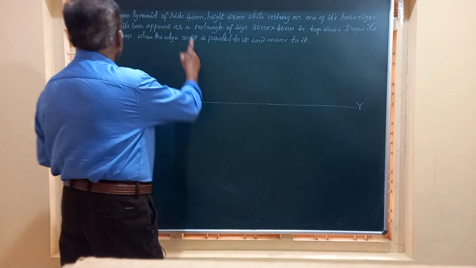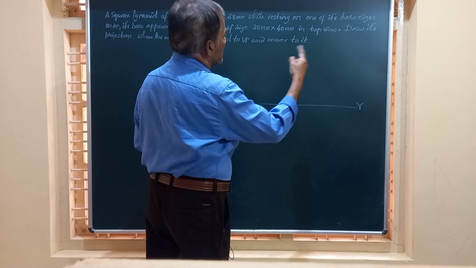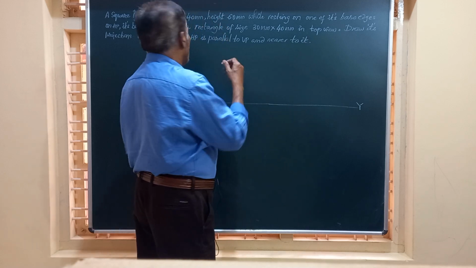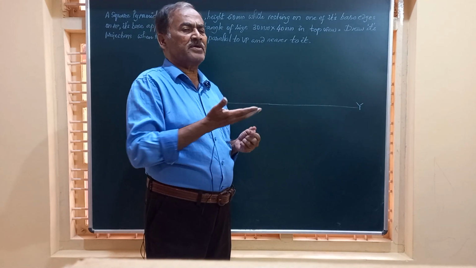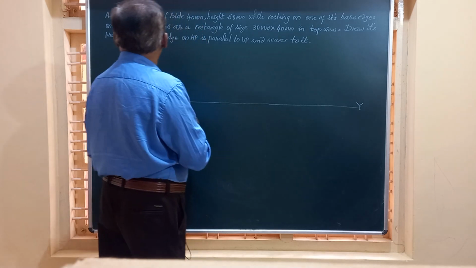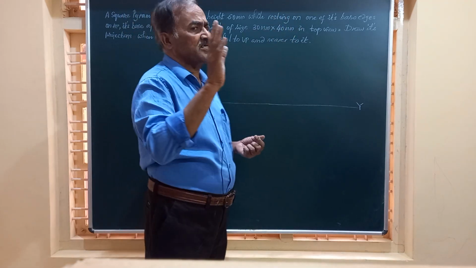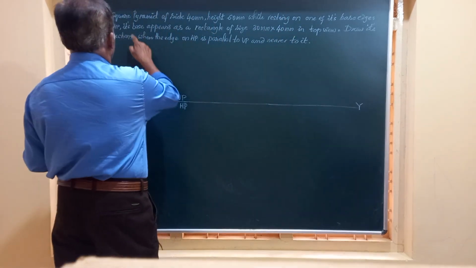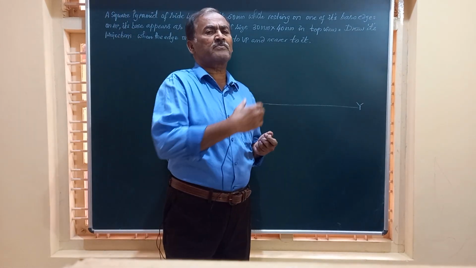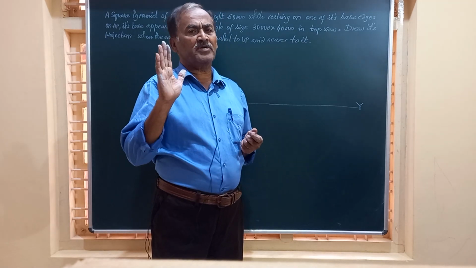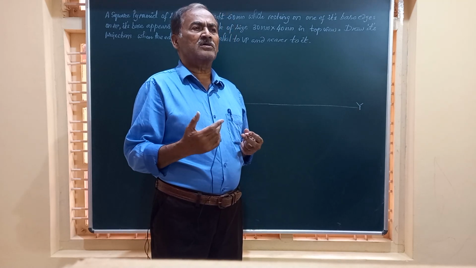The question reads like this: a square pyramid of side 40 and height 60 while resting on one of its base edges on HP, such that the base appears as a rectangle of size so and so in the top view. So friends, if you place a square pyramid on HP, the top view is going to be a square. That is very obvious, and we have worked out a lot of problems on such solids.